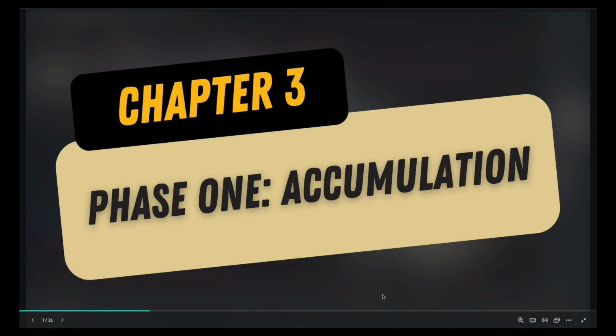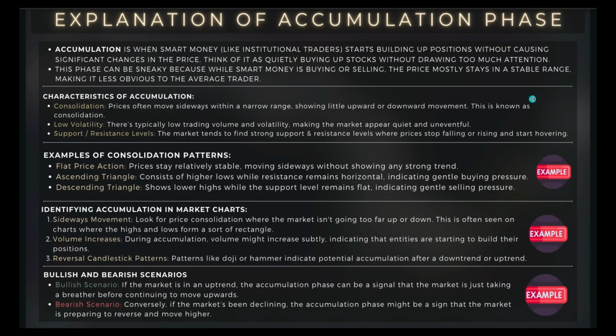Chapter 3, Phase 1, Accumulation. Now we get into the real good stuff here. Explanation of accumulation phase. So, accumulation, again, is when smart money, like institutional traders, start building up positions without causing significant changes in the price.